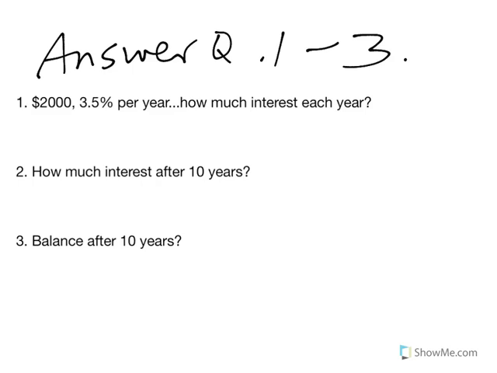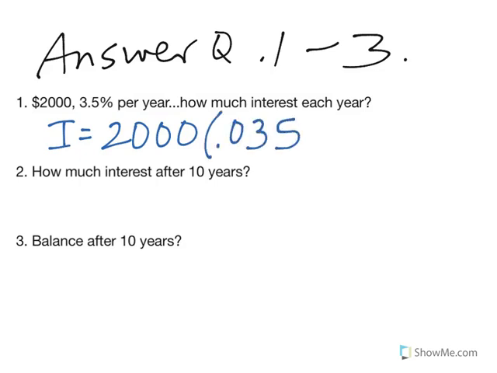So, interest for 1 year, well, interest is principal, which is $2,000, times the rate. Move the decimal 2 places, so 0.035 times years. And if you're only talking about 1 year, then we multiply by 1. And when we multiply those together, we will get an interest for 1 year of $70.